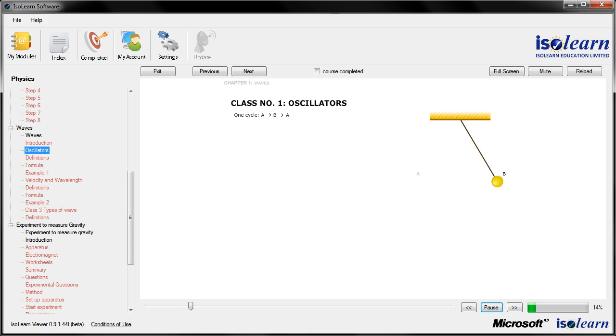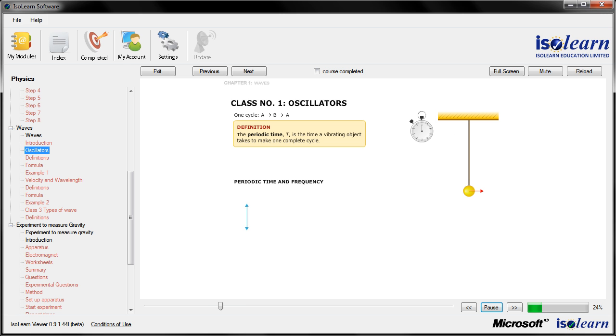One cycle is completed when the bob in the pendulum goes from A to B and back to its starting position A again. The periodic time T is the time a vibrating object takes to make one complete cycle. This is a definition that you need to learn for this course. The motion of one such oscillator, the pendulum, is now examined.